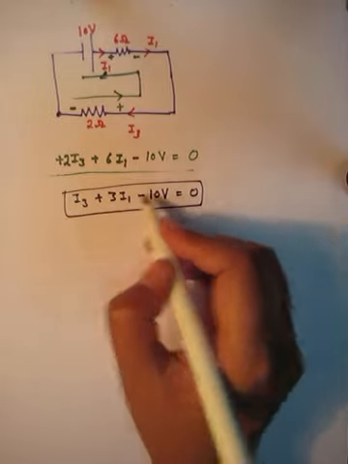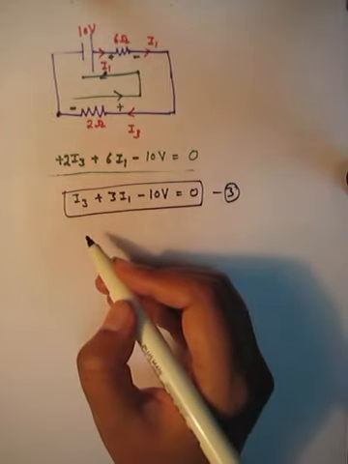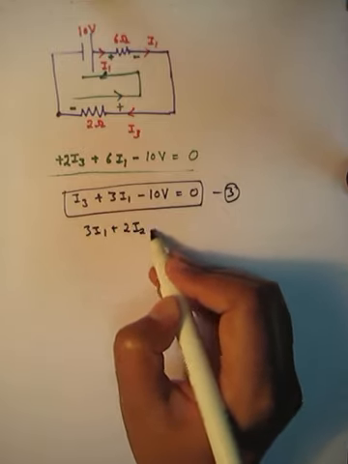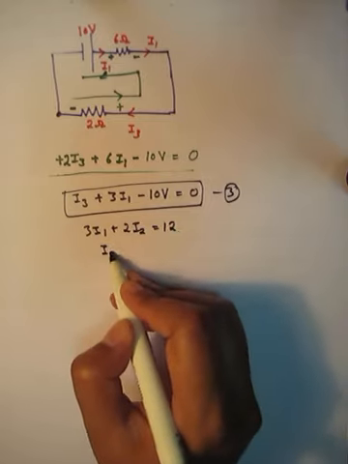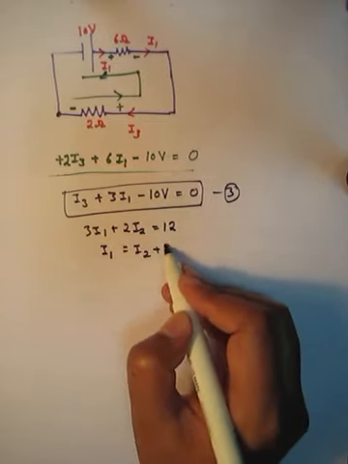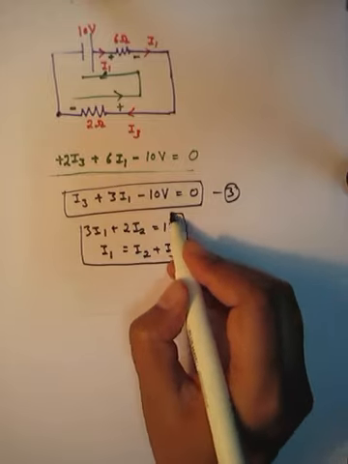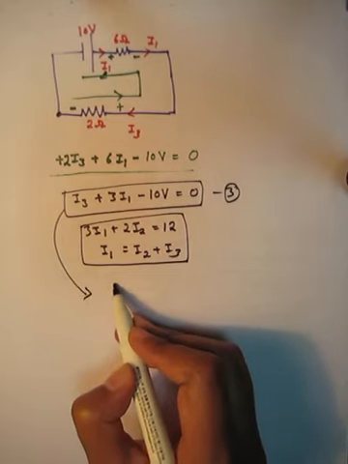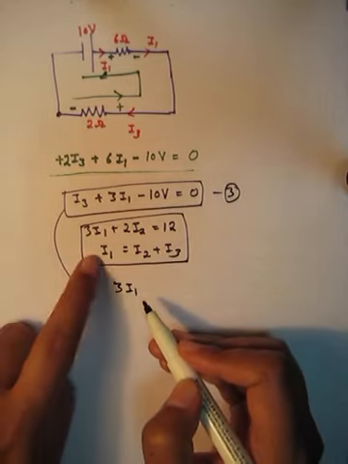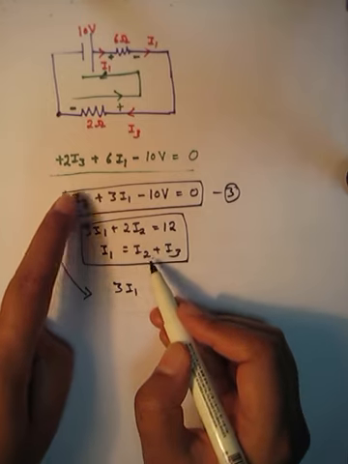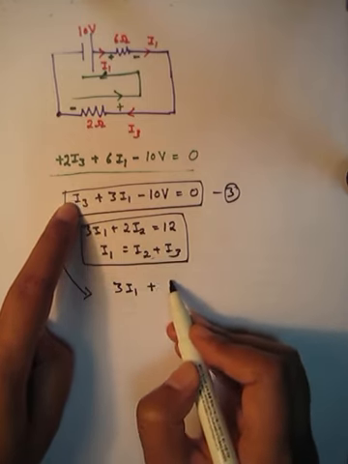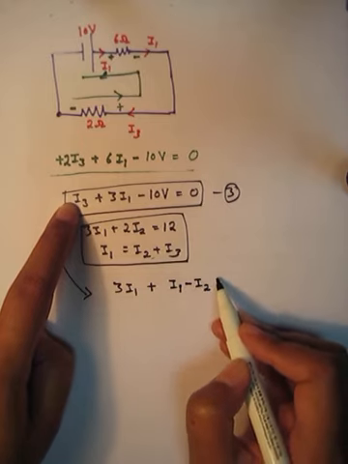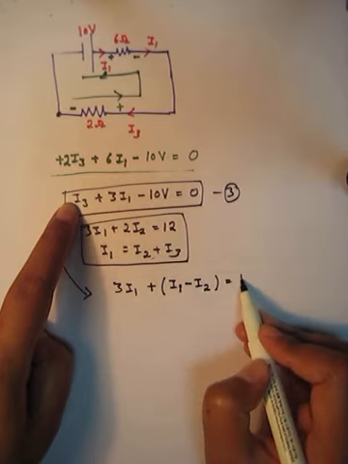So this is equation number 3 now, and the last two equations were 3I1 plus 2I2 is equal to 12, and I1 is equal to I2 plus I3. So these are the three equations we have now. Let's try to solve these equations. Put the value of I3 from this equation into this one, so it will be 3I1 plus I1 minus I2 equal to 10 volts.